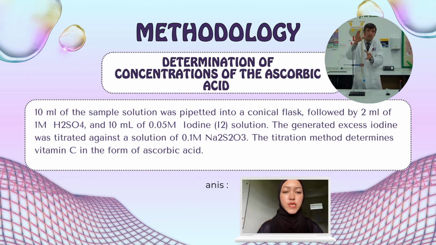Third methodology, which is the last part of the methodology, is determination of the concentration of ascorbic acid. For this part, 10 ml of the sample solution was pipetted into a conical flask, followed by 2 ml of 1 molar sulfuric acid and 10 ml of 0.05 molar iodine solution. The generated excess iodine was titrated against a solution of 0.1 molar sodium thiosulfate. The titration method determines vitamin C in the form of ascorbic acid.